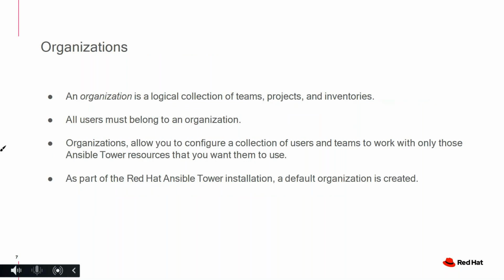Organization. An organization is a logical collection of teams. Multiple teams you can keep in an organization. An organization is a logical collection of teams, projects, and inventories. All users must belong to an organization. Organizations allow you to configure a collection of users and teams to work with only those Ansible Tower resources that you want them to use.